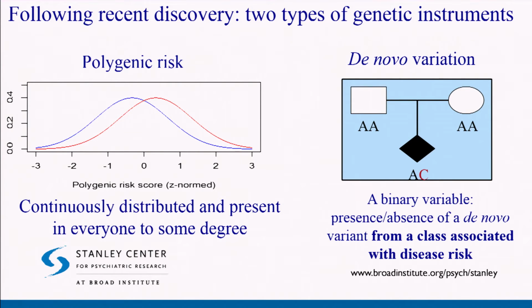which gives us two main types of genetic differences to think about. The first is polygenic risk, like I mentioned. It's continuously distributed. It's the additive effect, the total across the genome effect of these tiny little influences. And polygenic risk for autism, schizophrenia, and any other trait you can think of is present in some degree in all of us. It's just a continuously distributed phenomenon.